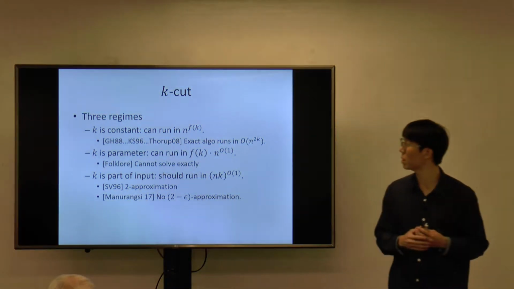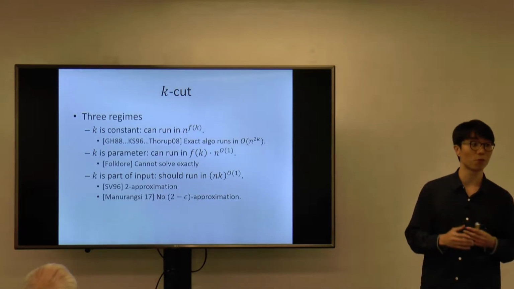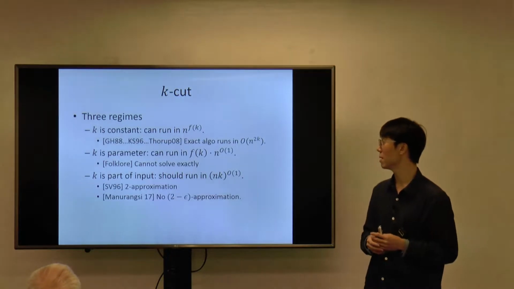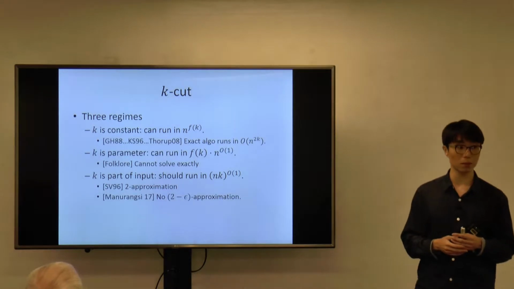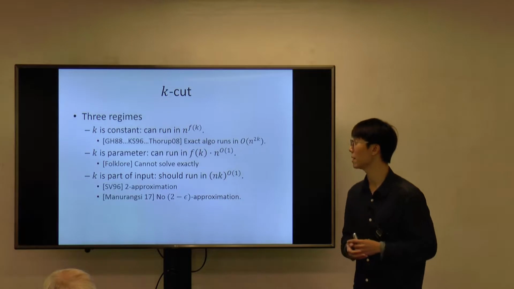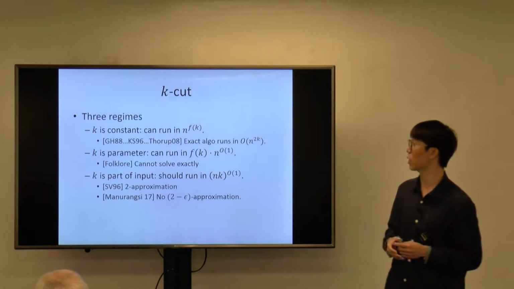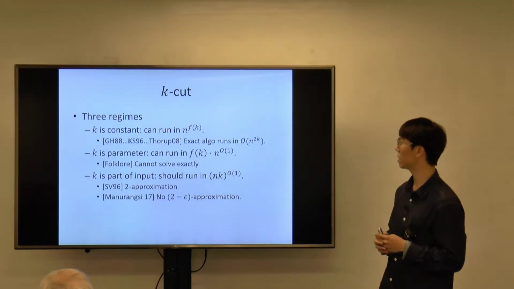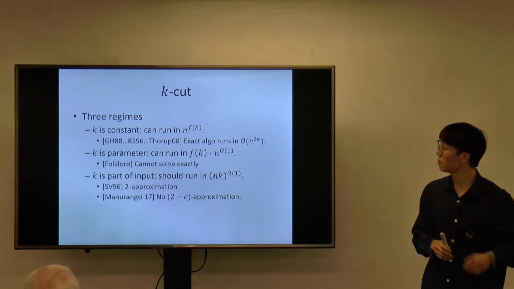So even when k is 3, whether we can solve this problem in polynomial time or not, I think it was open for several years, and then Goldschmidt and Hochbaum gave a first exact algorithm that runs in time roughly n to the k squared. Okay? So that happened in '88, and then Karger and Stein in '96 gave a more efficient randomized algorithm that runs in time n to the 2k. Okay? So this was a randomized algorithm, and then finally Thorup gave a deterministic algorithm that runs roughly in the same time. Okay? So that was the first regime.